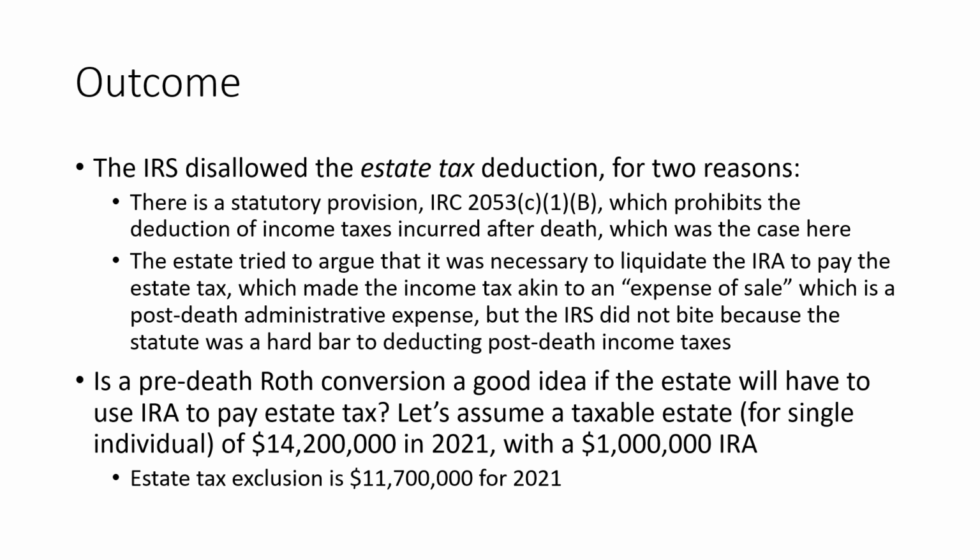It was the estate itself incurring the income taxes by taking an IRA distribution when it didn't have to. Now, what the estate tried to do here is argue that it was necessary to liquidate the IRA to pay the estate tax, which made the income tax on that IRA distribution more akin to an expense of sale, which would be more like a post-death administrative expense. But the IRS didn't bite on that argument, mainly because that statute that prohibits deductions of income taxes incurred after death served as a hard bar to converting that into an expense of administration.